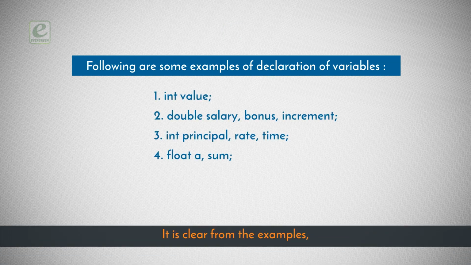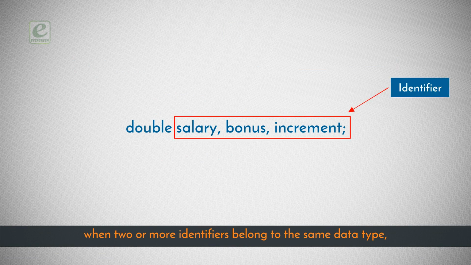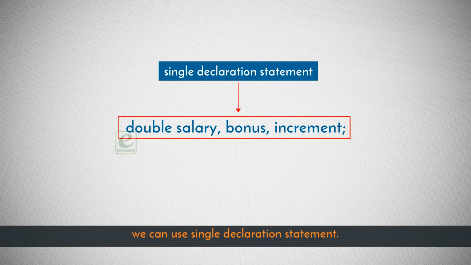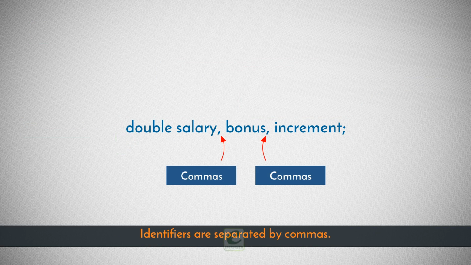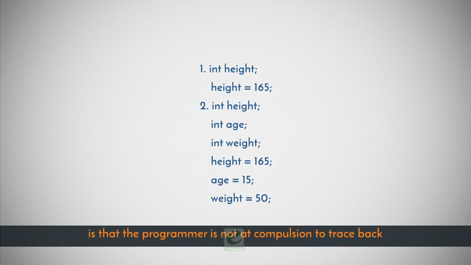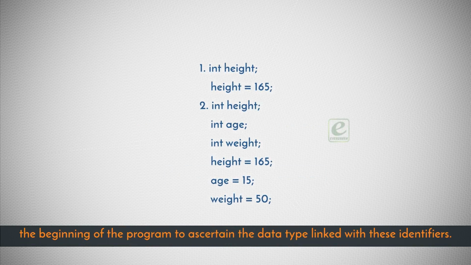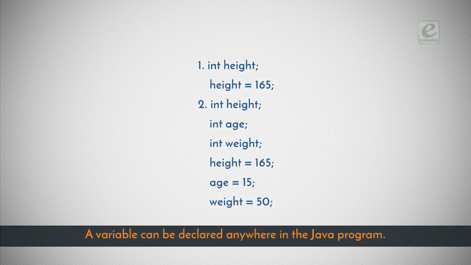It is clear from the examples, when two or more identifiers belong to the same data type, we can use a single declaration statement. Identifiers are separated by commas. The main advantage of declaration of variables is that there is no compulsion to trace back to the beginning of the program to ascertain the data type linked with these identifiers. A variable can be declared anywhere in the Java program.